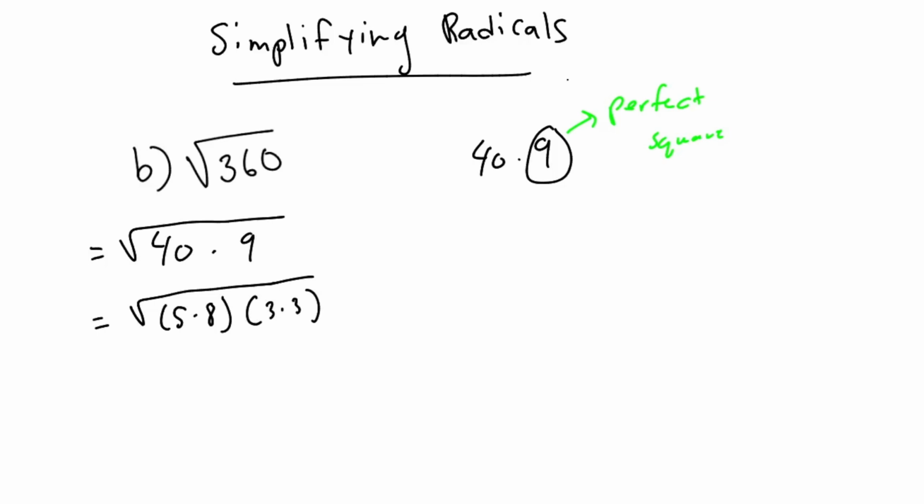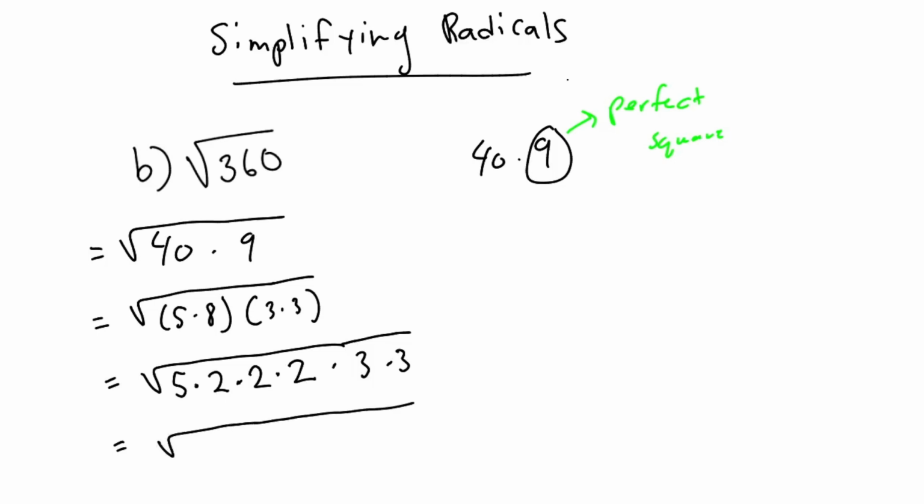Now we can simplify this even further. It's going to be square root of 5 times 2 times 2 times 2, because I can break my 8 into 2 to the power 3, which is 2 times 2 times 2, multiplied by 3 times 3. Now, if I can create any number that you can take the square root of, like 4 or 9, I'm going to do so. So I have 5 times 2 times 2 squared. You can take the square root of that. You can also take the square root of 3 squared as well.